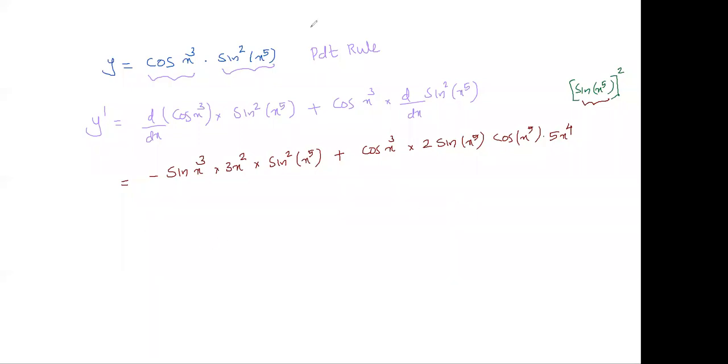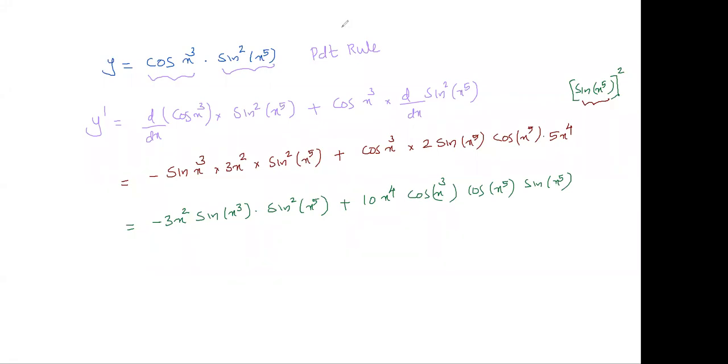सो आंसर हो गया. लाइक कैन राइट दिस एज, थोड़ा सिंप्लीफाई करके लिखेंगे तो माइनस 3x स्क्वायर पहले लिख सकते हैं, देन साइन x क्यूब इंटू साइन स्क्वायर x to the power 5 प्लस 5 into 2, 10 x to the power 4, cos x cube cos x to the power 5 sin x to the power 5. ऐसे आप लिख सकते हैं.